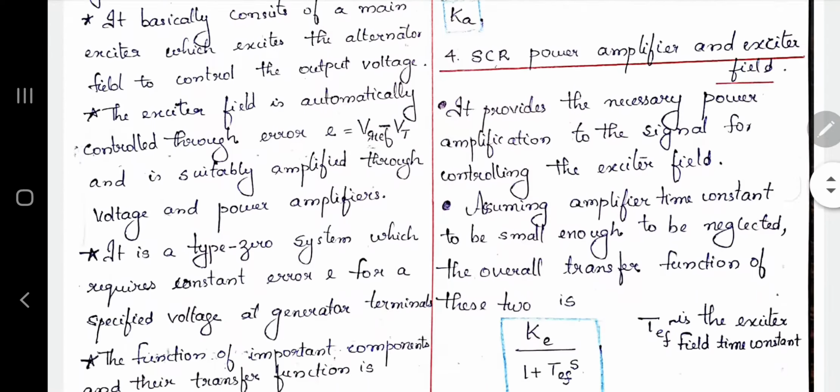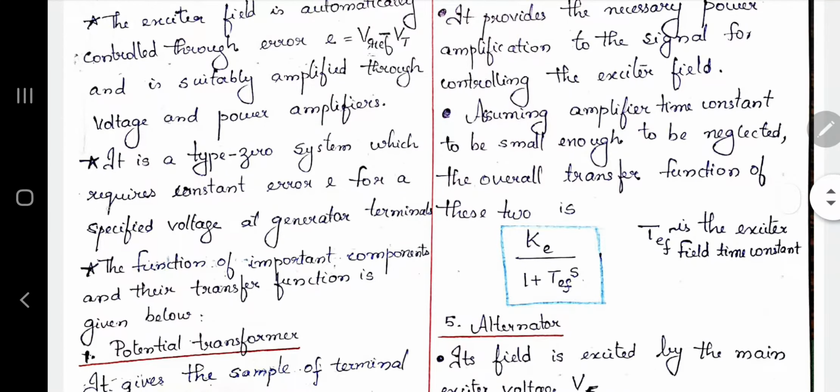Now, it is a type 0 system which requires a constant error for the specified voltage at the generator terminal. So, for maintaining a specified voltage at the generator terminal, a constant error E is to be produced. Now, we are going further into the different components and the transfer function of each of them, so that we can completely make a block diagram representation for the system.